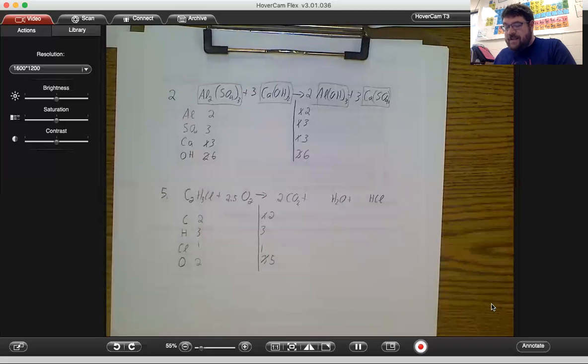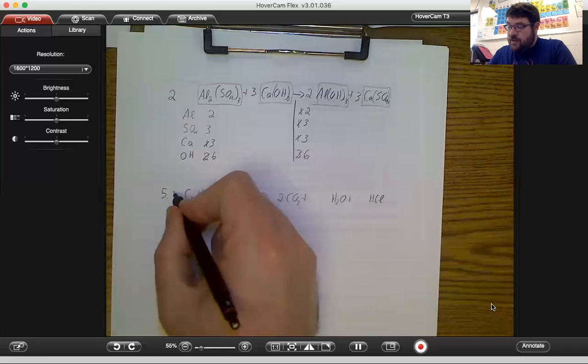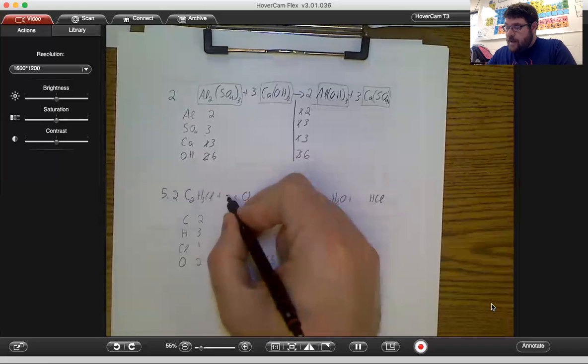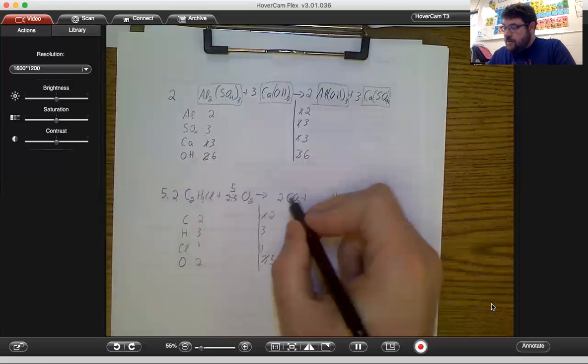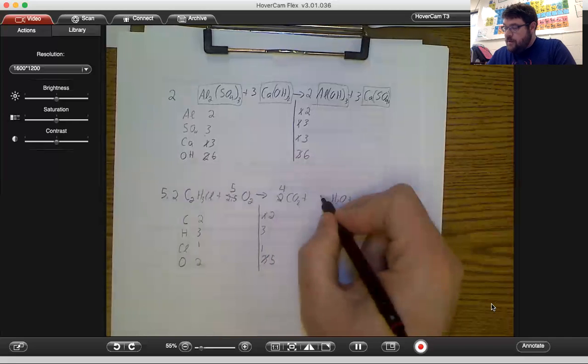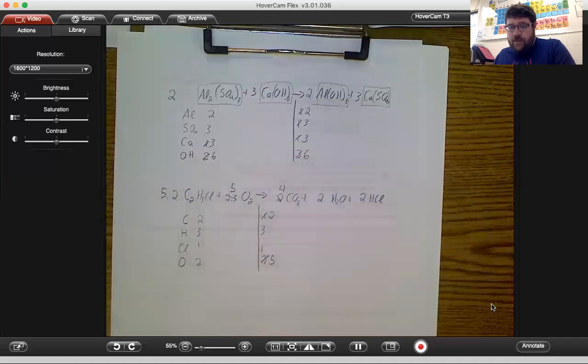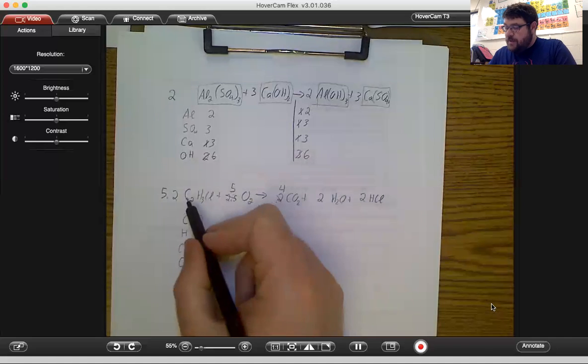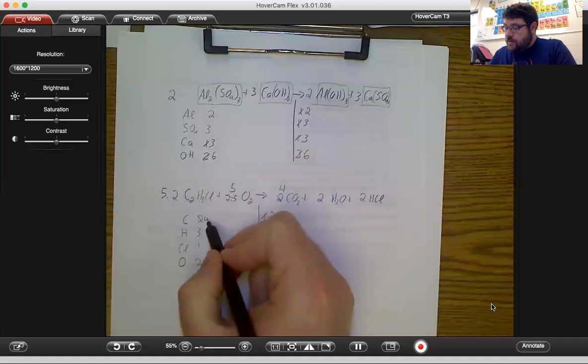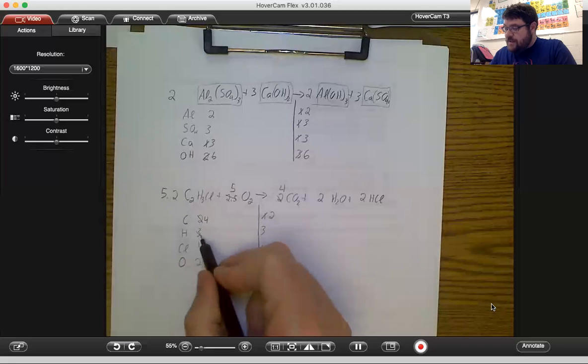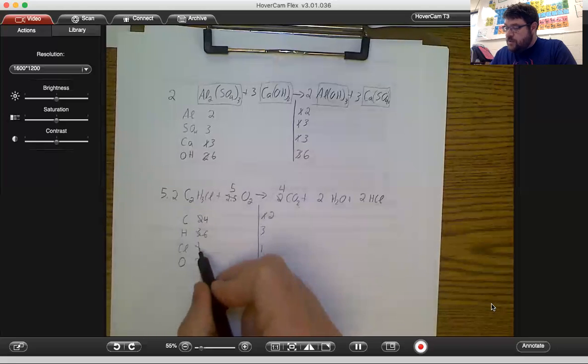So that would be ideal, but I can't have half a molecule. That's not how we roll, so we have to go through and double everything. That means this, which was a 1, becomes a 2. That becomes a 5. That becomes a 4. That goes to a 2, and that goes to a 2. And we can go through and double check. Carbons goes to 4. Hydrogens go to 6. Chlorines go to 2.